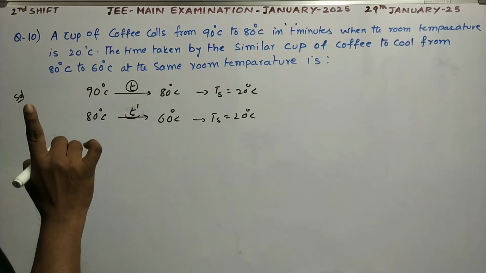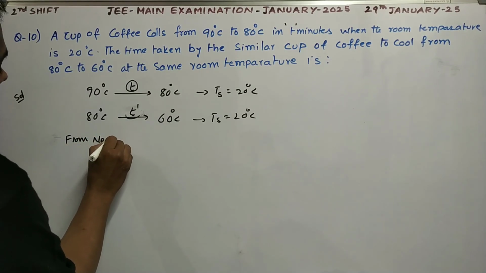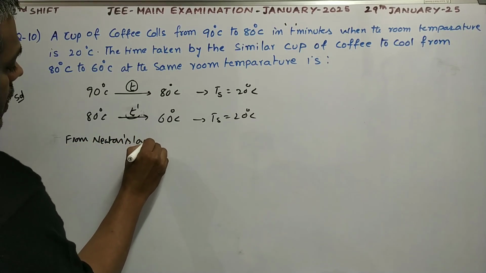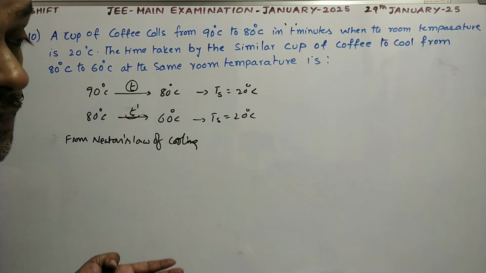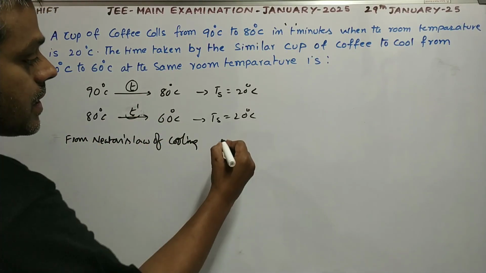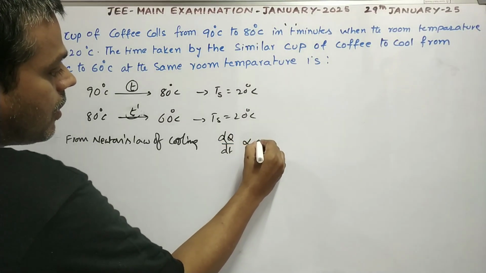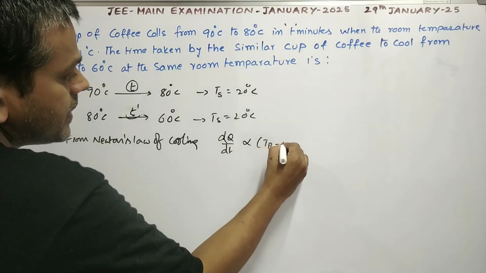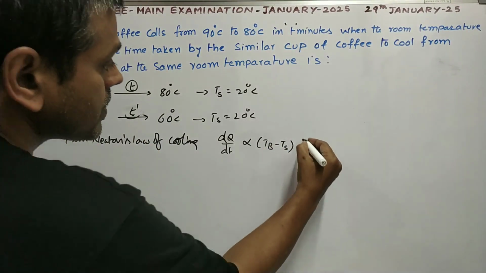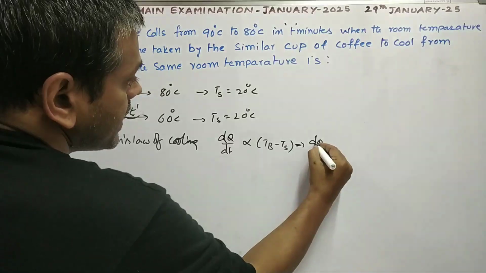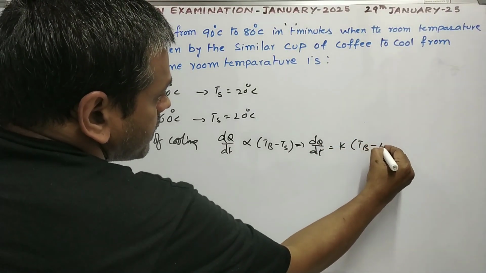Okay, here, from Newton's law of cooling. What is that? The rate of cooling, that means the rate of heat lost by the hot body. That means what? dQ by dt is always directly proportional to the difference in temperature between the body and its surroundings. That means dQ by dt is equal to some constant k into Tb minus Ts.